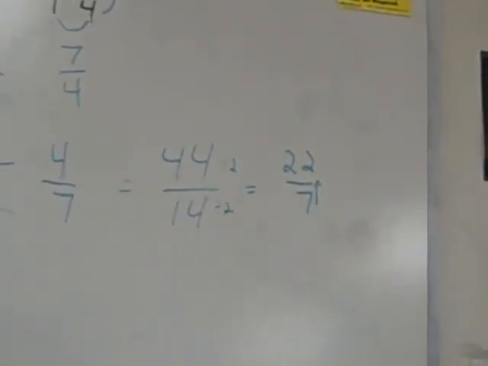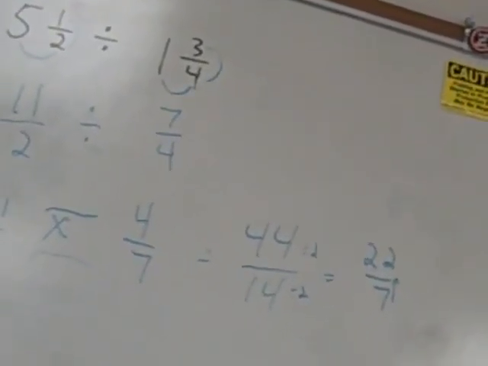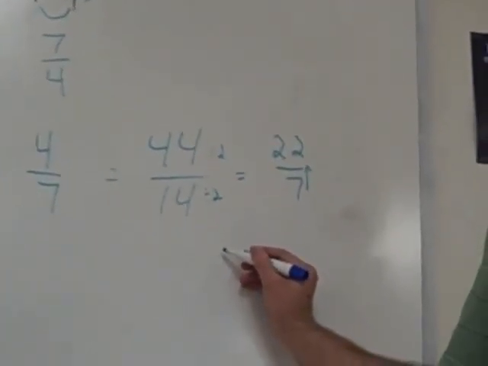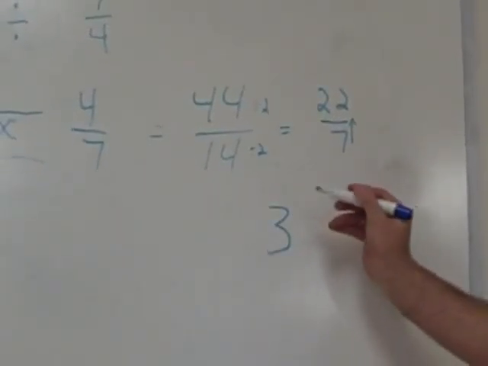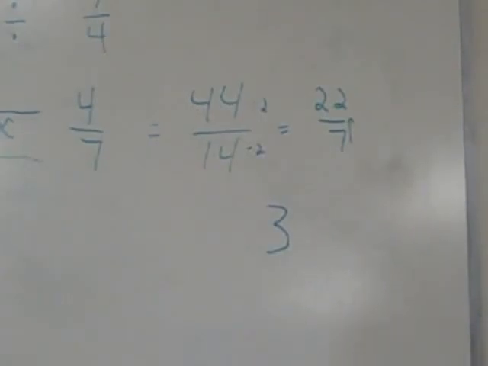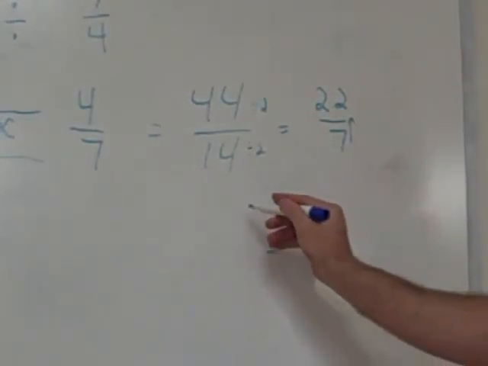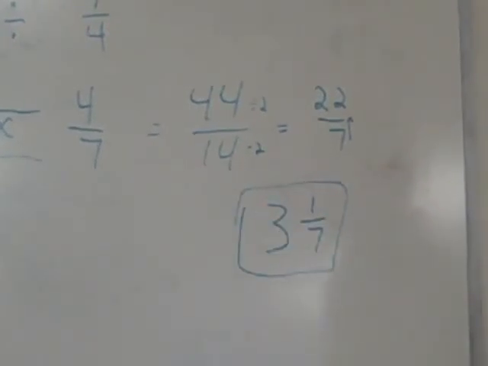I think you're thinking right. You just said it wrong, huh? So, Anna, how many times will 7 go into 22? 3. And what's 3 now? That's my whole number, right? 3. What do I have left over? Where does it go? On top? Over 7. Done.